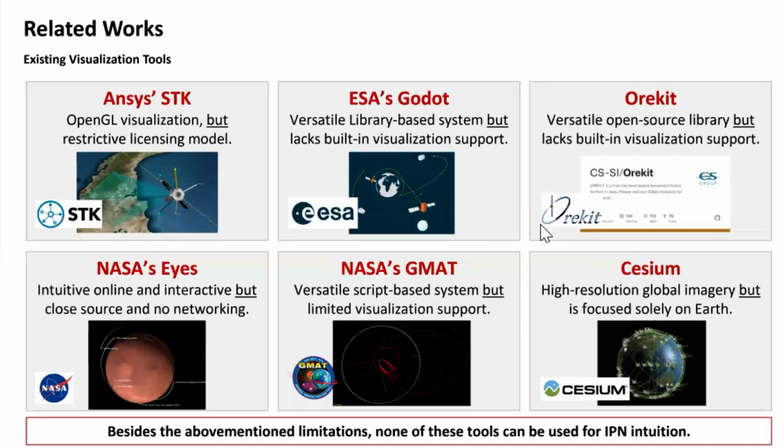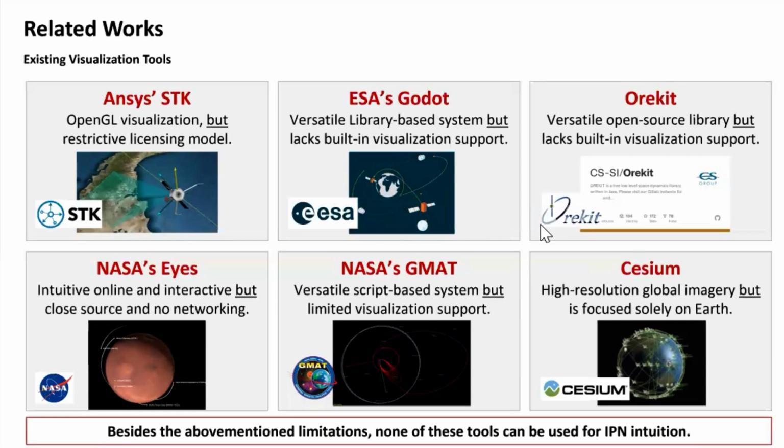There are a few alternatives around. I can mention ESA's GODOT, also a very popular library for propagating and making quite sophisticated mission analysis. I would say that Orekit is at the same table, but both of them lack a concrete visualization support system that can help, again, with getting intuition on how these networks actually look.